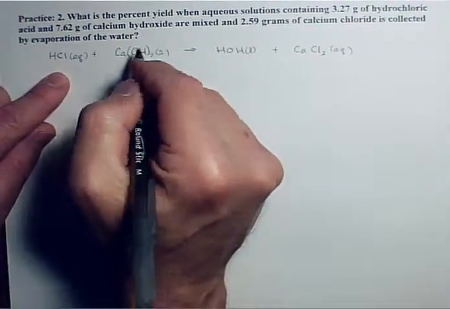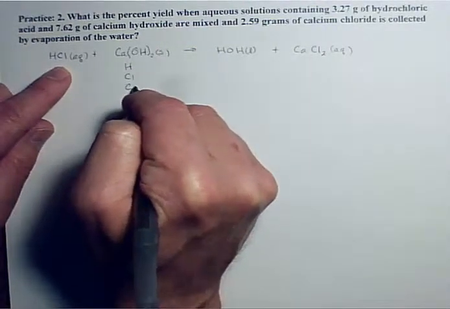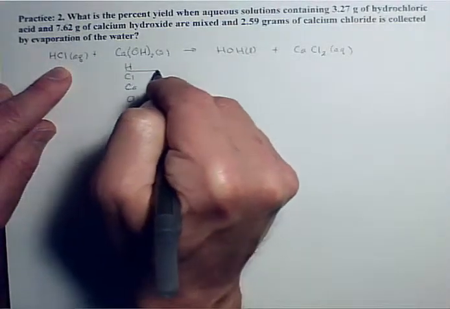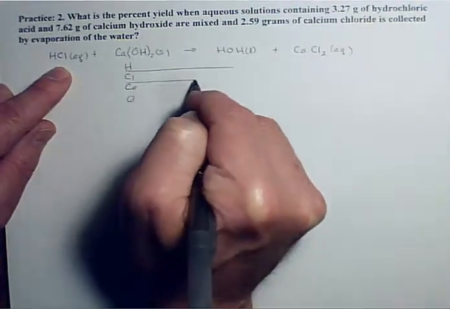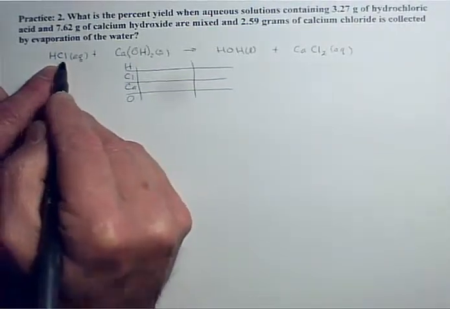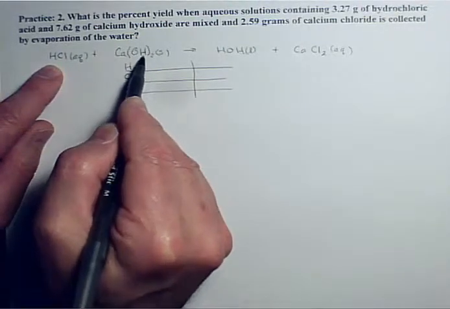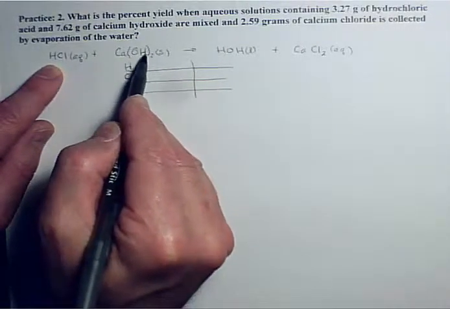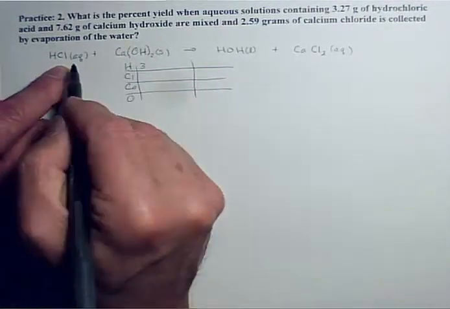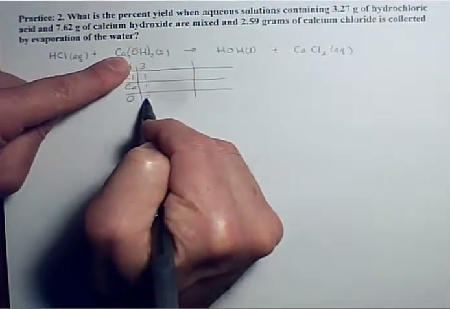So we're going to list all of our elements vertically like this: H, Cl, Ca, and O. And we're going to make a little mini spreadsheet here to make an atom inventory. We're going to count all of the hydrogens on the left side. I've got 1 here, and there's 2 outside the parentheses, means I've got 2 of everything inside, which includes 2 hydrogens. So that's 1 plus 2, or 3 hydrogens. I've got 1 chlorine, 1 calcium, and 2 oxygens.